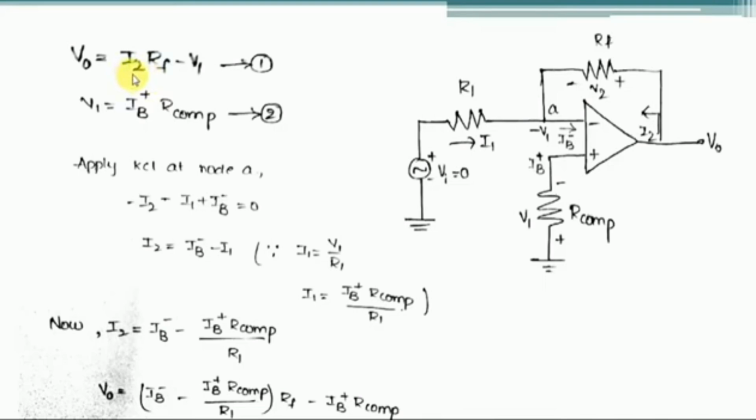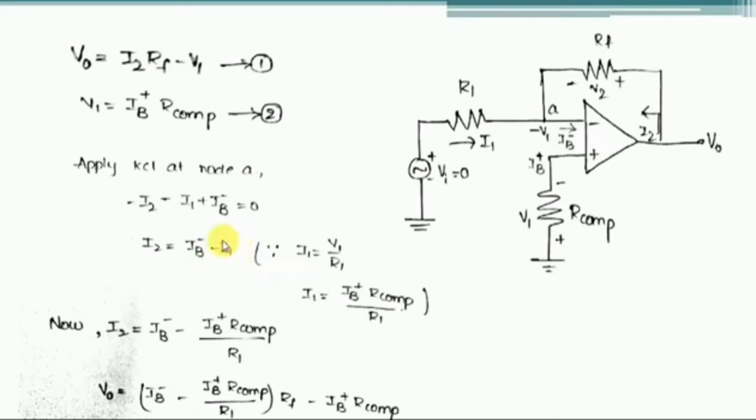Now how we are going to find the value of I2 in terms of bias current compensation is by simply applying a node analysis, or by simply applying KCL at this node A. If you observe at this node A, what are the entering currents? The entering currents are I1 and I2, whereas the leaving current is IB minus. So we can finally write the KCL equation at this node: minus I1 minus I2 plus IB minus equals 0. From this equation we get the value of I2 as IB minus minus I1.